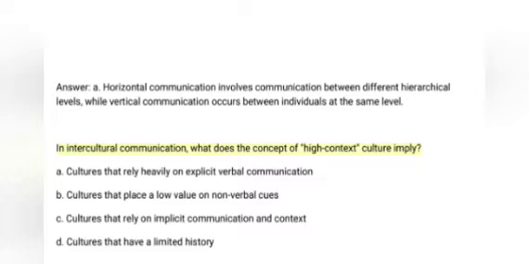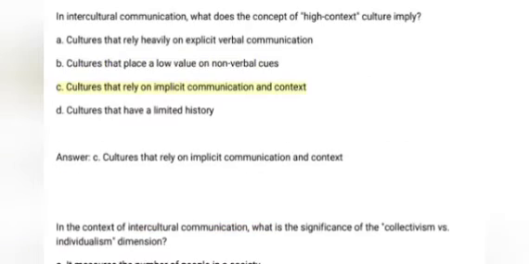In intercultural communication, what does the concept of high context culture imply? A. Cultures that rely heavily on explicit verbal communication. B. Cultures that place a low value on nonverbal cues. C. Cultures that rely on implicit communication and context. D. Cultures that have a limited history. Answer: C. Cultures that rely on implicit communication and context.